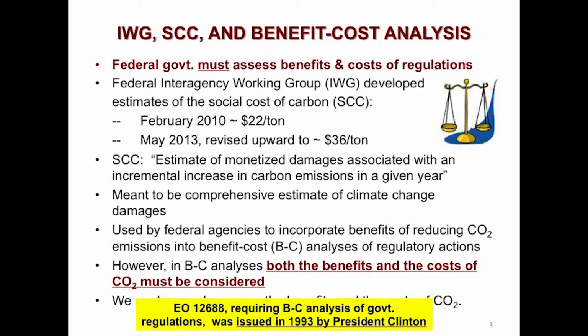Next slide, please. All right, the federal government must assess both the costs and benefits of proposed regulations. This is an executive order issued in 1993 by President Clinton. As indicated, the Interagency Working Group first published their social cost of carbon estimates in February of 2010, $22 a ton approximately. In May of 2013, 3 years later, they upped those by 50%. They warned us that they're going to revisit these, and I can guarantee you the cost will go up and not down. Now, just as an aside here, this is an official government estimate.